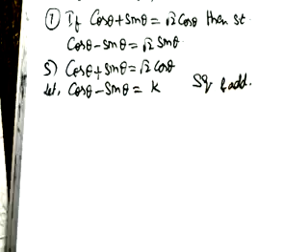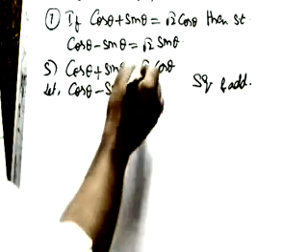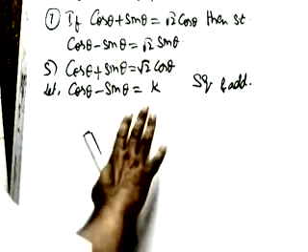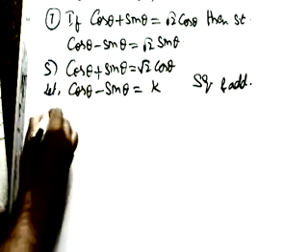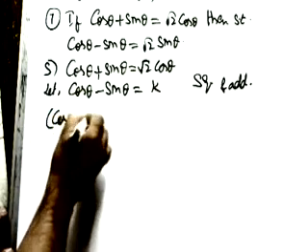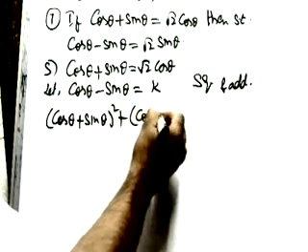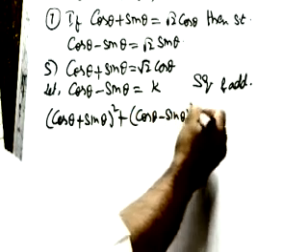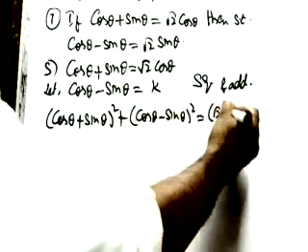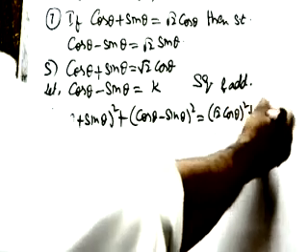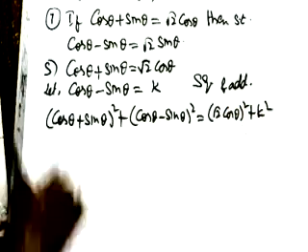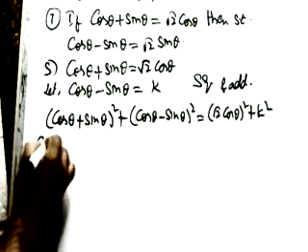Now what we are doing, squaring and adding. The textbook also has one more method, but I'm doing the same method, squaring and adding. So this will become cos theta plus sine theta whole square plus cos theta minus sine theta whole square equals root 2 cos theta whole square plus k square. Now we have to find the value of k.